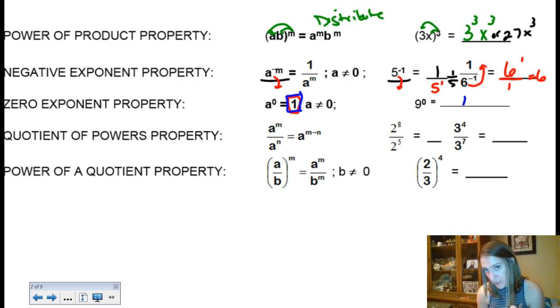This next property says that if you have the same base and you're trying to divide them, but they happen to have exponents, you could combine it by subtracting your exponents in that order.